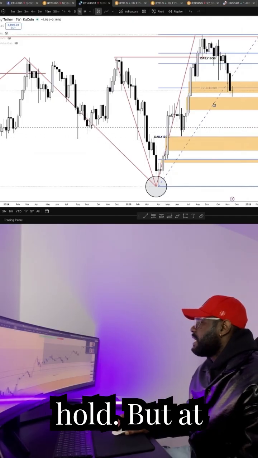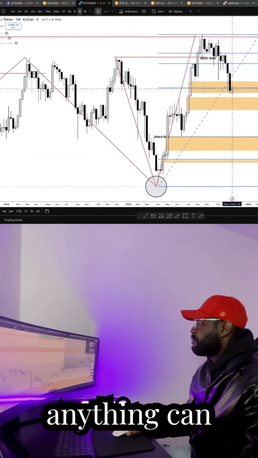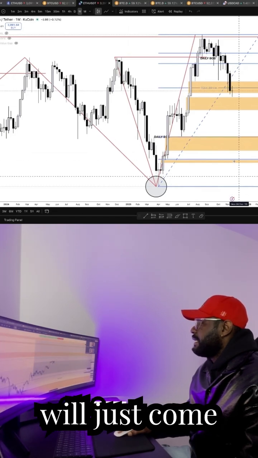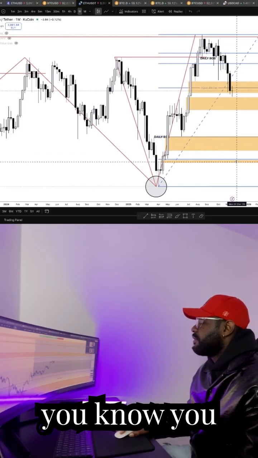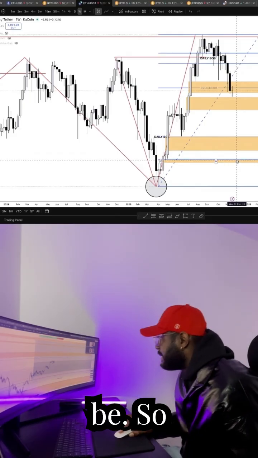It's not guaranteed that here will hold. At the same time, anything can drive this market and it will just come down here.